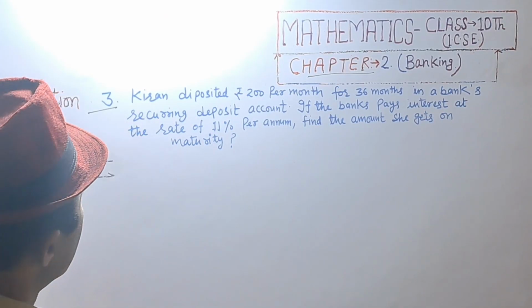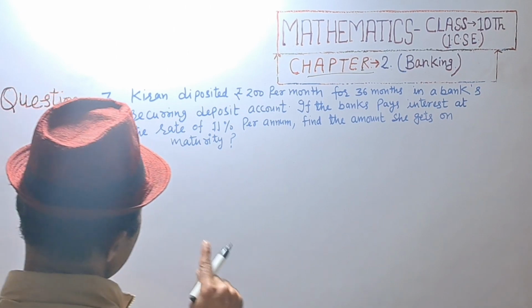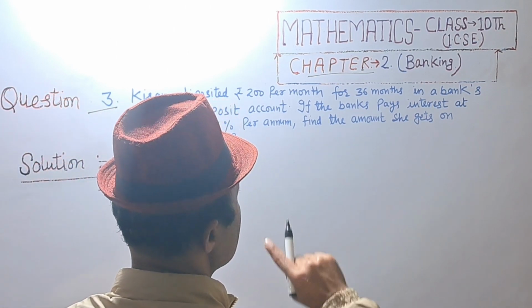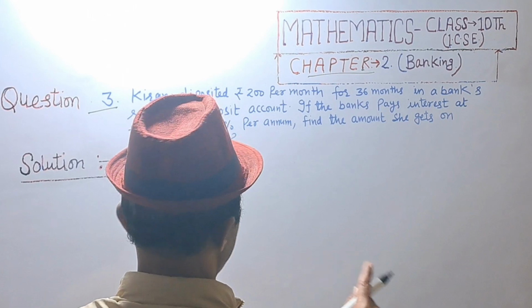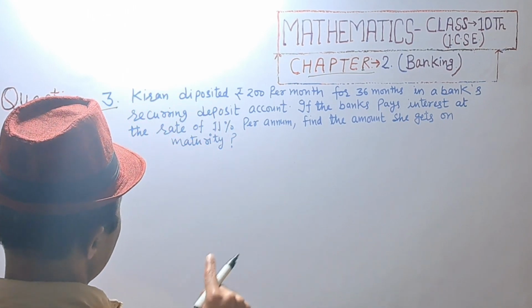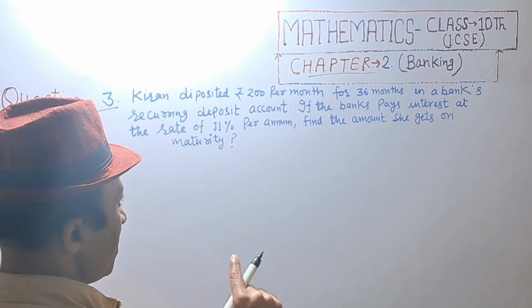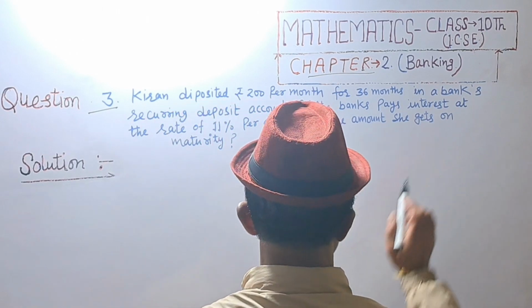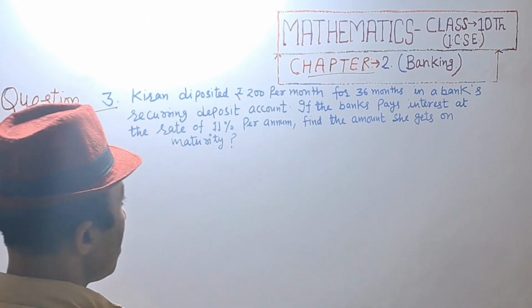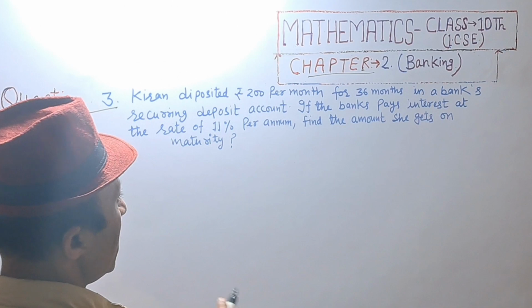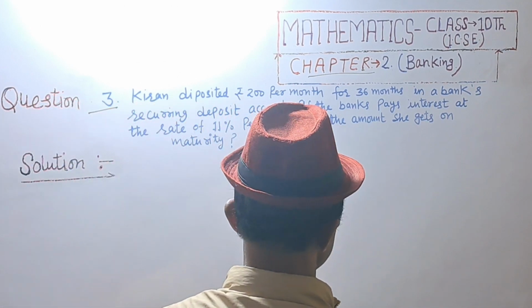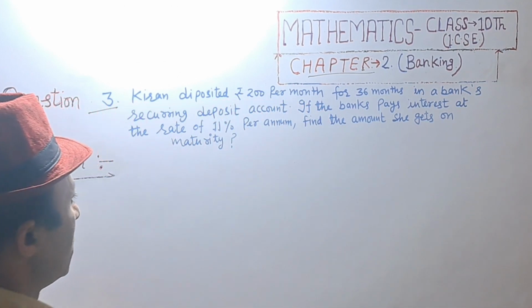Question number 3. Kiran deposited rupees 200 per month for 36 months in a bank's recurring deposit account. If the bank pays interest at the rate of 11% per annum, find the amount she gets on maturity.